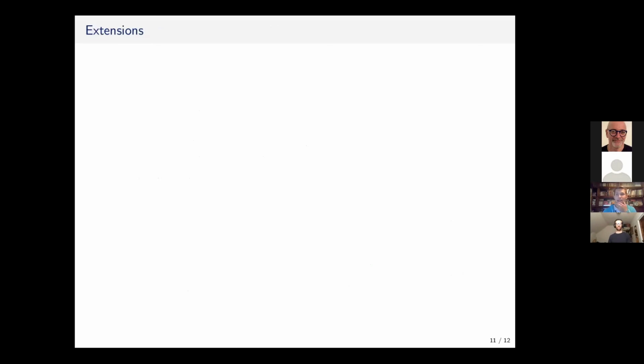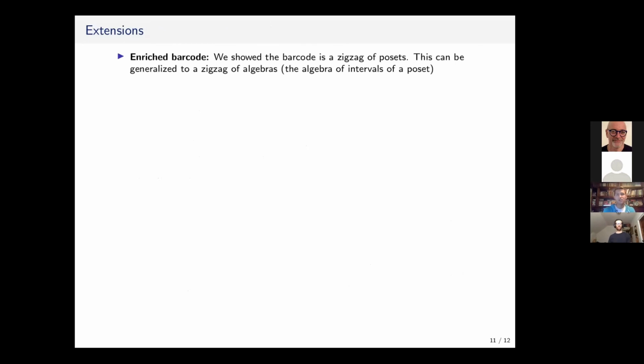So now I want to end off with some extensions. As I just said, this barcode can be considered as a zigzag of posets. But we can take this even further. Hans, also a co-author, talked about taking this to a zigzag of algebras, where the algebra is the algebra of intervals of a poset. So we can add some more structure to this barcode. That seems like a pretty reasonable thing to do, because the barcode is pretty simple, everyone understands it, and if we put some more structure on it, that is potentially very useful.